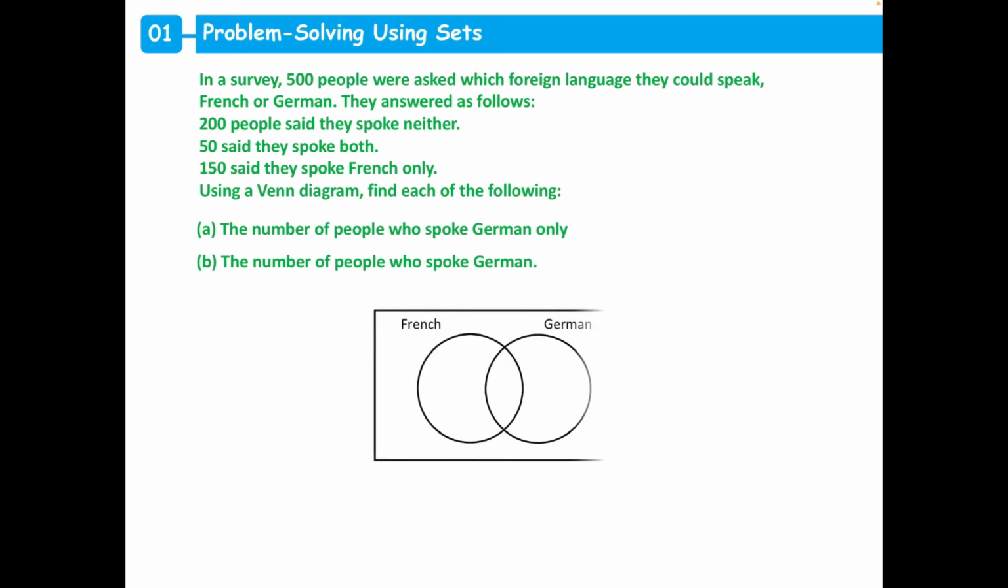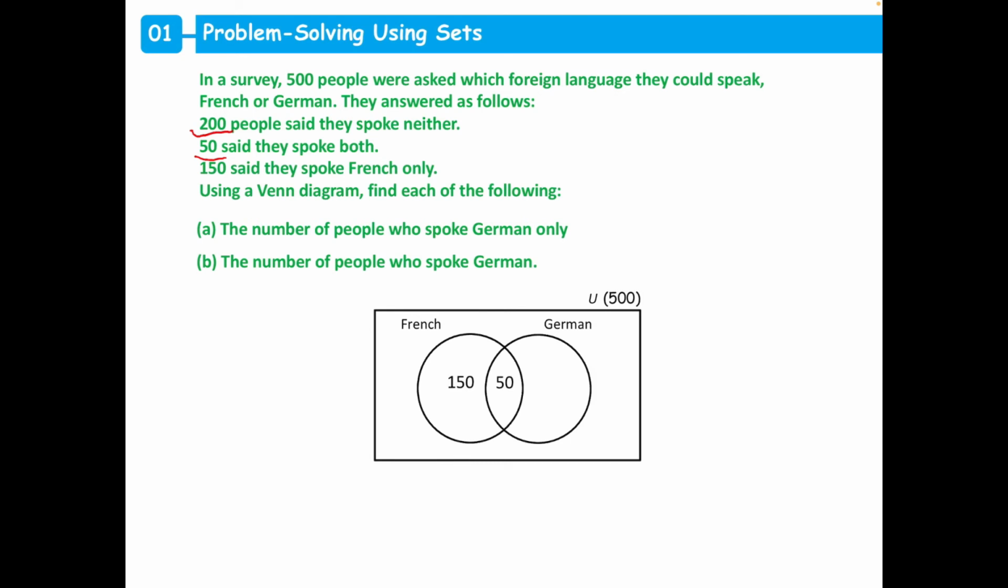Okay, so when we're drawing a Venn diagram, the first thing we need to do is draw our universe and then draw our Venn sets. We have French and German. Now we need to fill in our Venn diagram. We know we should have a total of 500 people in our universe. Let's fill in the number of students who spoke neither and our intersection first. We know that 50 people go in our intersection, as these are the students that spoke both French and German.